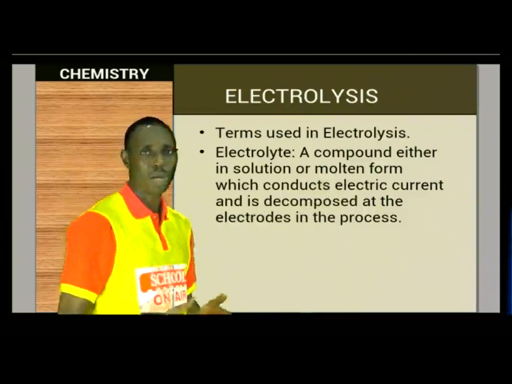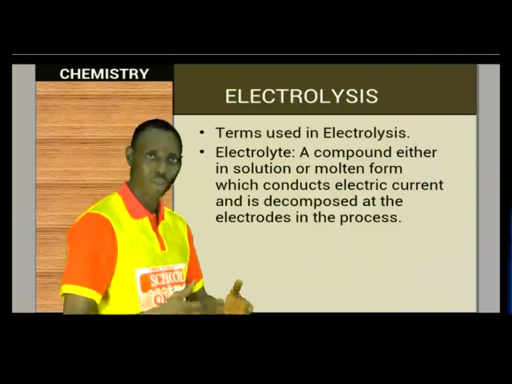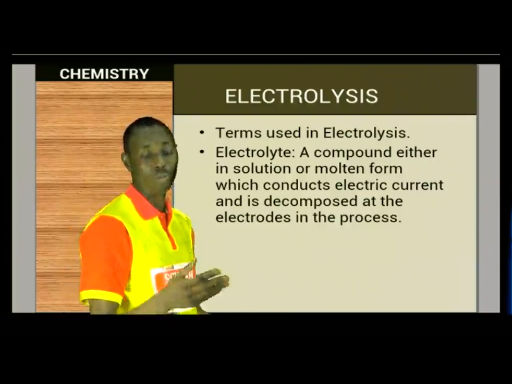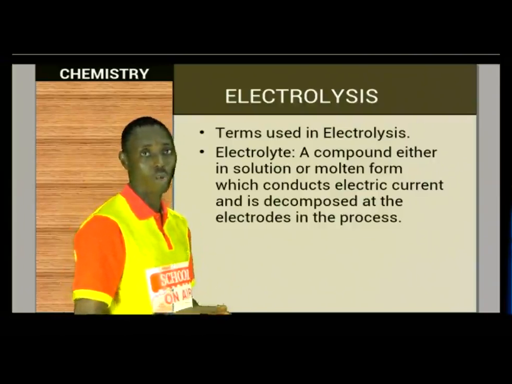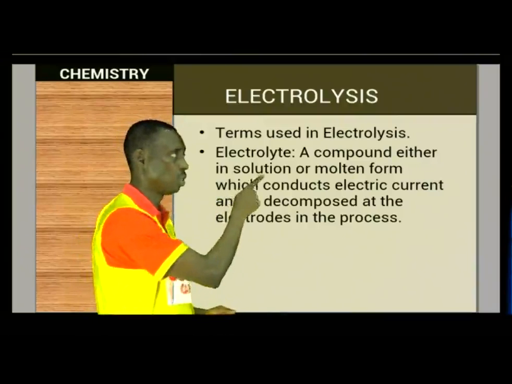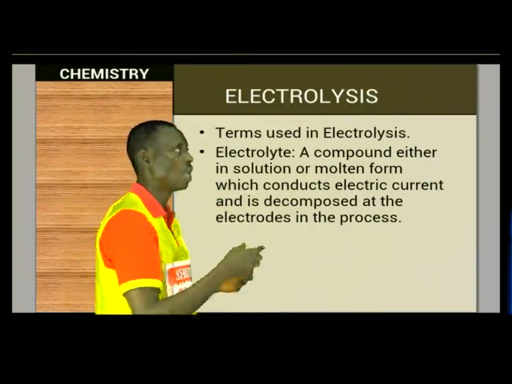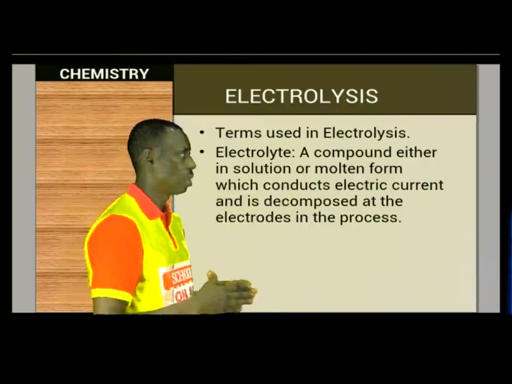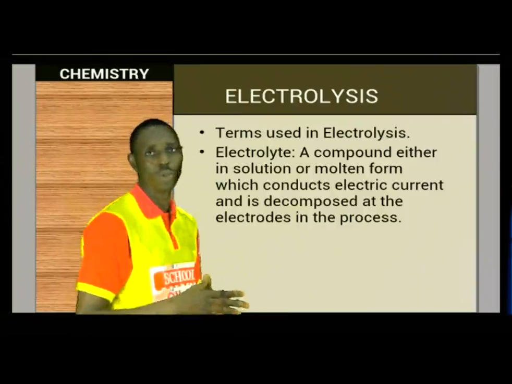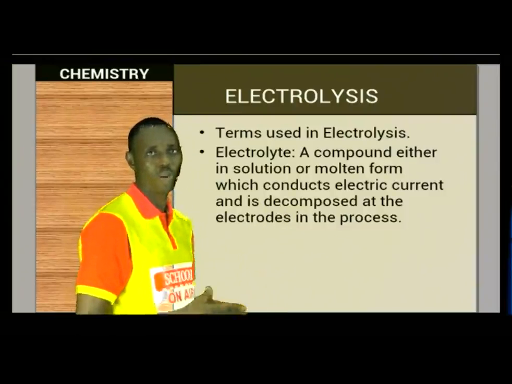So we talk about electrolysis, that we are decomposing a compound by the passage of electricity, and that compound may either be in solid, in molten form, or in liquid form. But when we talk about electrolyte, we are talking about a compound which must be in solution or molten form, which allows the passage of electricity, or which conducts electric current, or is decomposed at the electrode in the process. We will talk about the meaning of the word electrode as we proceed in this program.